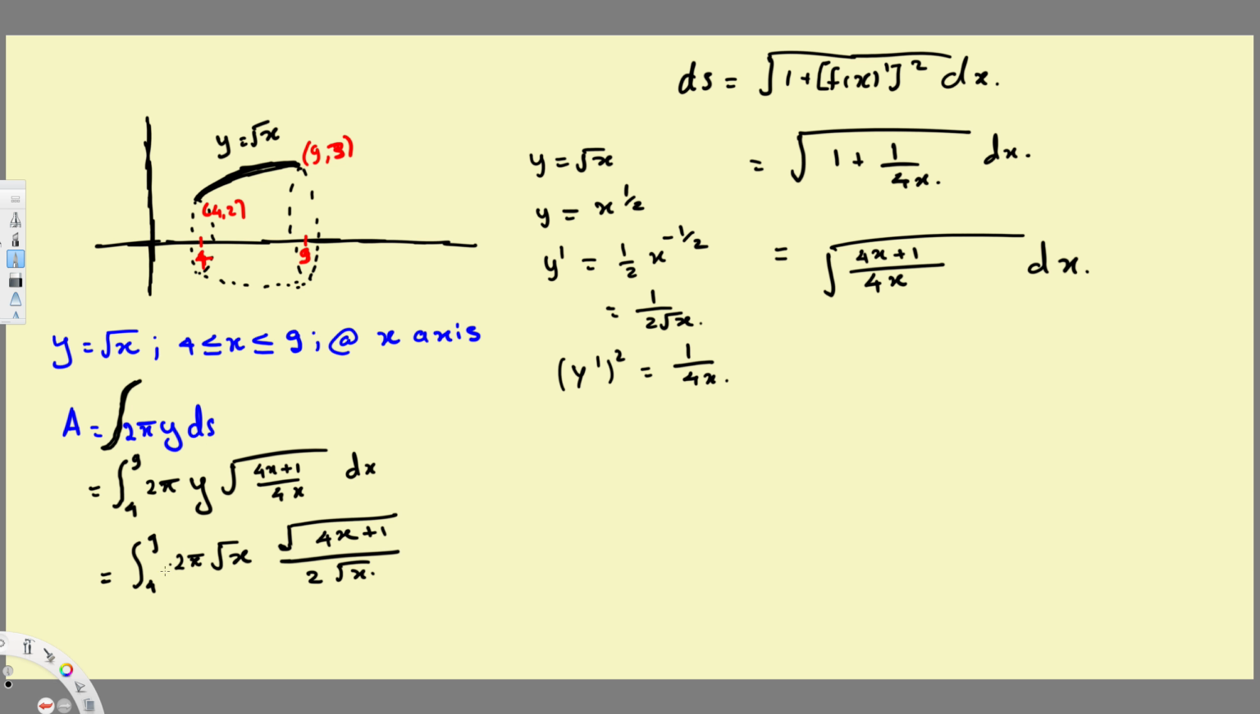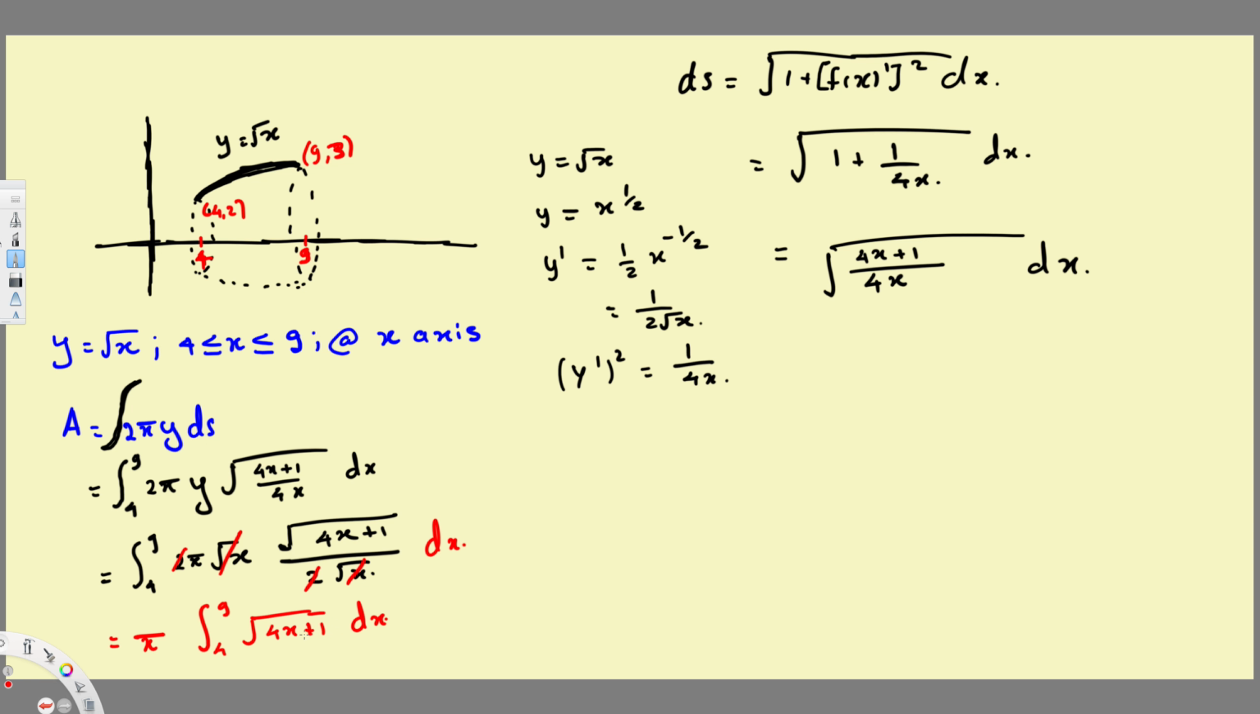So if you notice, we have 2 right here. 2 and 2 cancel. Square root of x to square root of x cancels. So we only have pi times the square root of 4x plus 1, and dx. Since everything except x is going to be a constant, pi is a constant, so we can move it to the front. So it is pi times the integral from 4 to 9 of the square root of 4x plus 1 dx.